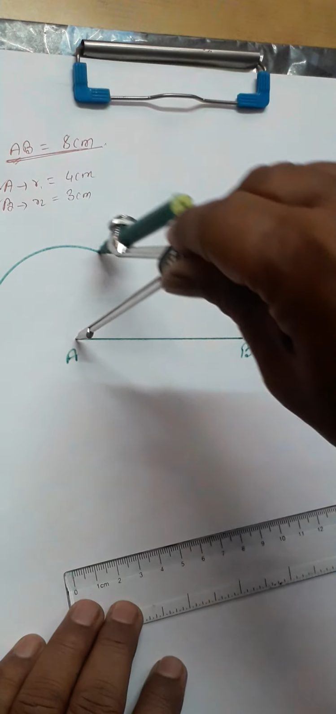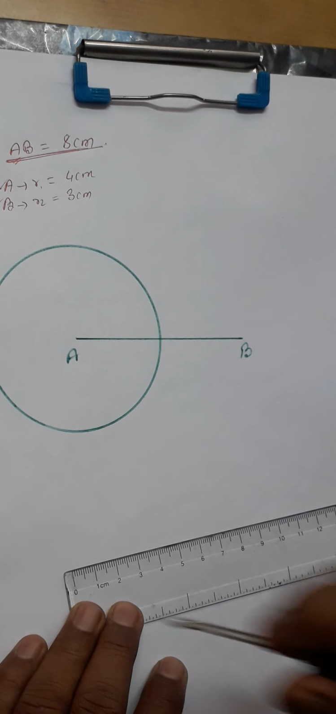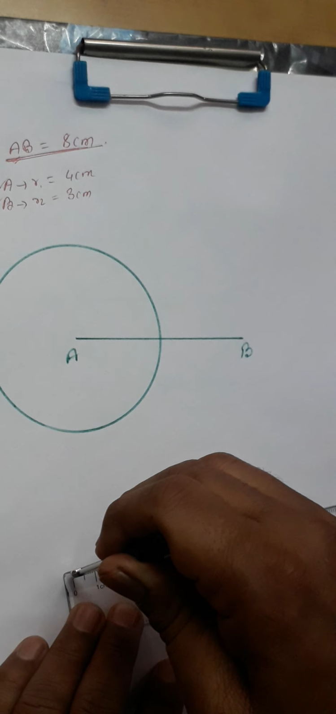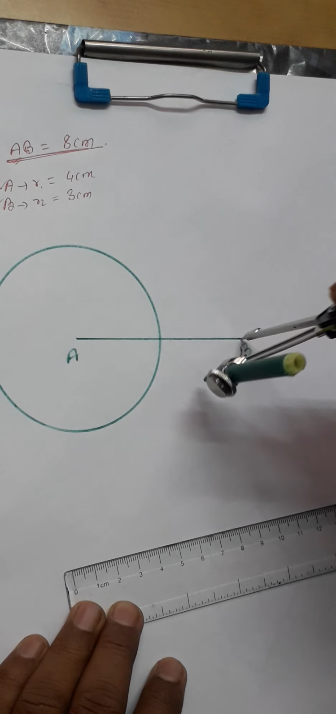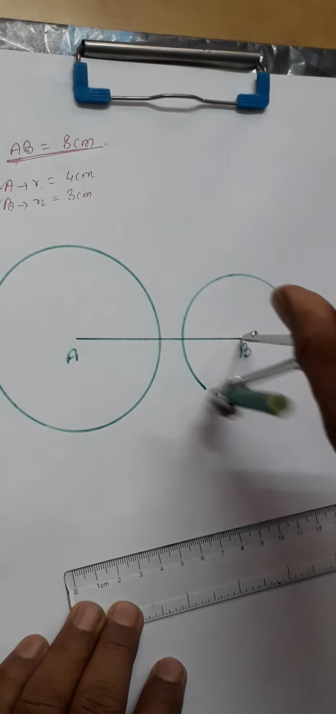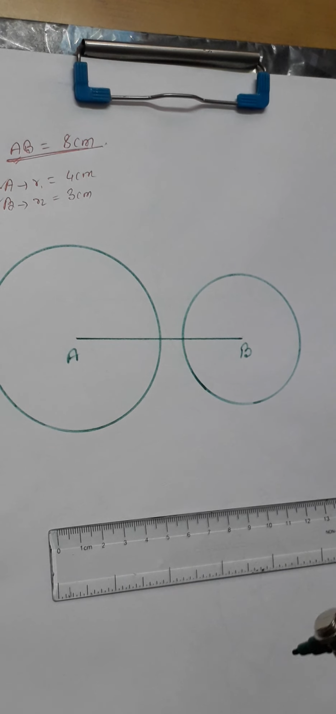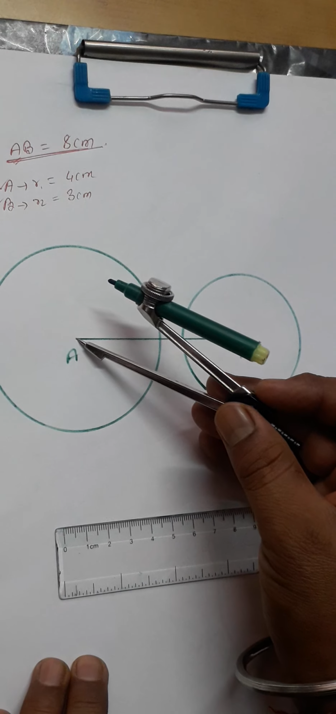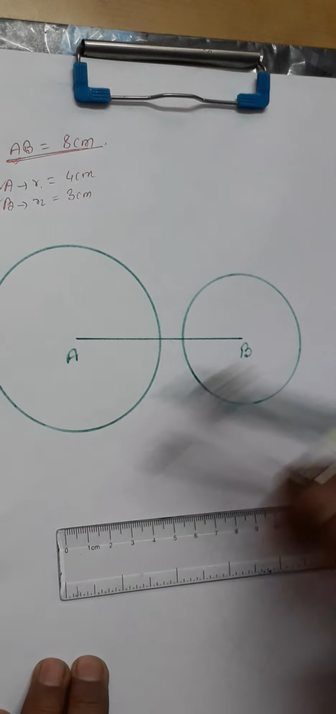Here we have drawn a circle of radius 4 centimeter. Now we are going to draw another circle at point B of radius 3 centimeter. This is a circle of radius 3 centimeter. Now we have to draw tangents from these 2 points A and B, from this point to this circle and from this point B to this circle.